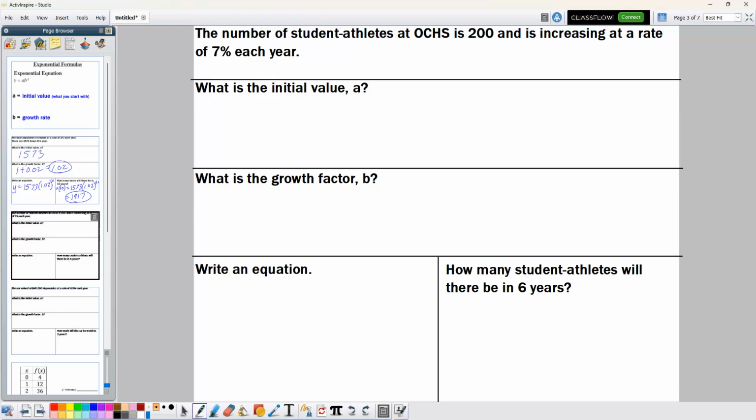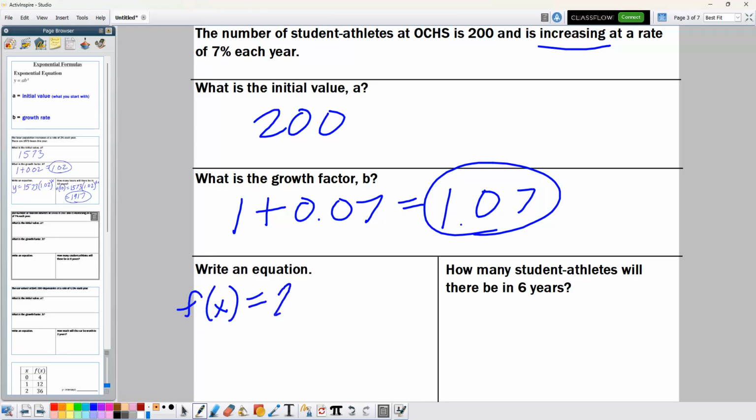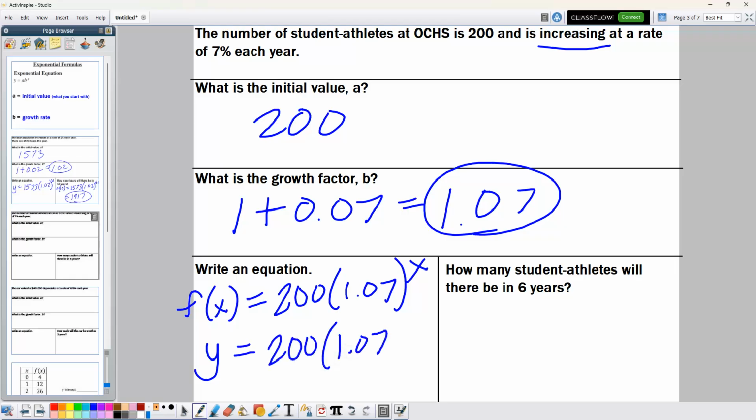The number of student athletes at OCHS is 200 and is increasing at a rate of 7% each year. Once again, we're increasing. We're starting with 200, and the growth factor, since we're increasing, we're going to say 1 plus 0.07. That b value will be 1.07. My equation would be y or f of x, however you want to write that, equals 200 times 1.07 to the x.